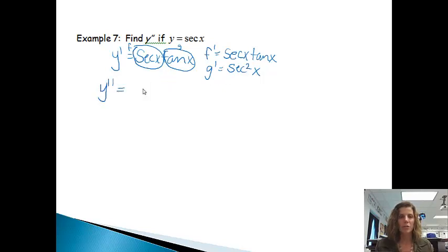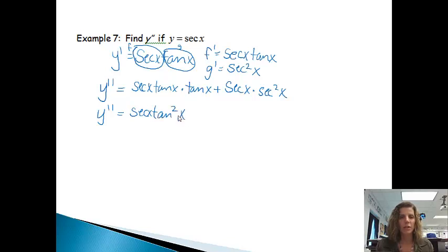So the second derivative will be f prime times g, so secant x tangent x times g, times tangent x, plus f times g prime, secant x times secant squared x. And then from here we can simplify a little bit. If I have tangent x times tangent x, that will be tangent squared x. Oops, secant x tangent squared x. Notice that the squared goes in between. It's not just the x being squared, it's the entire quantity. And then plus secant x times secant squared x will be secant cubed x.